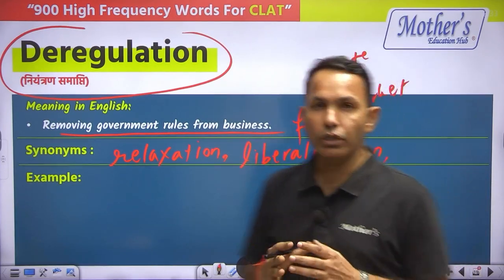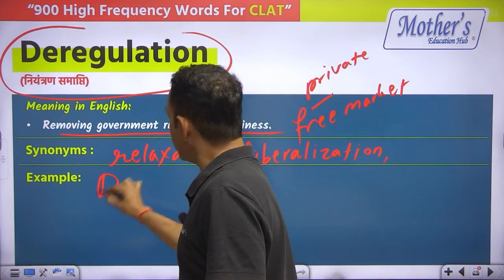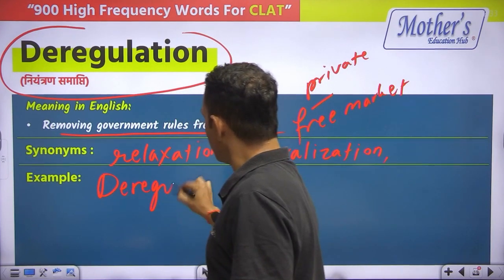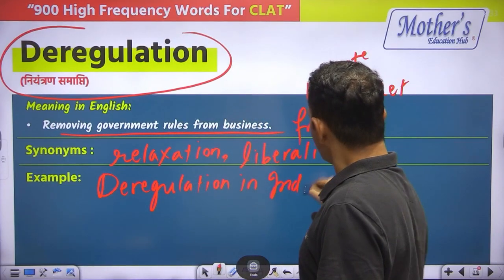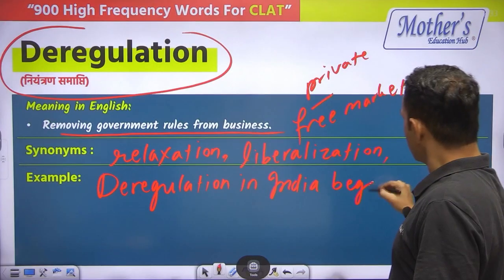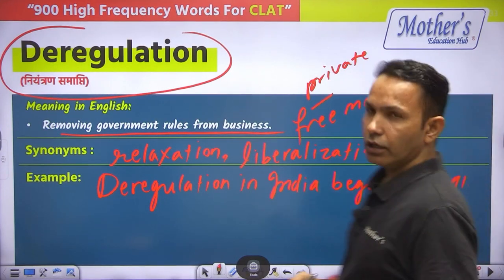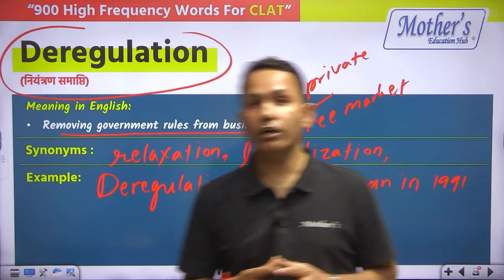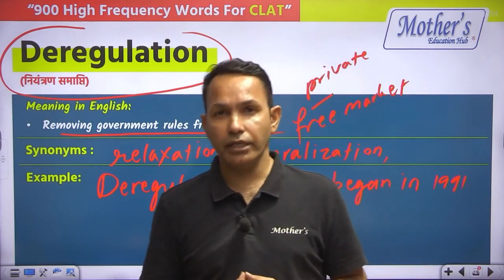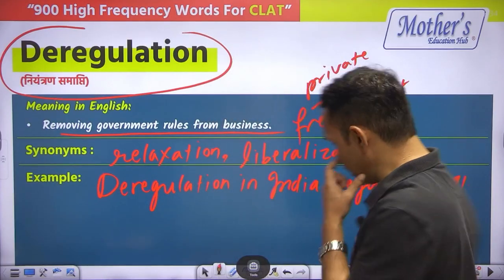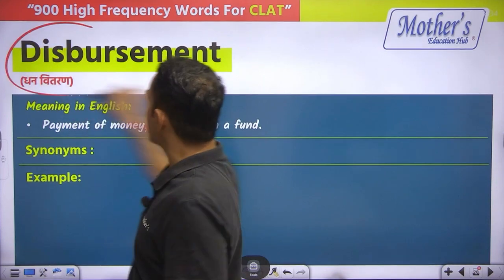Let's use this deregulation in a sentence. You know, deregulation in India began in 1991, when P.V. Narasimha Rao was Indian Prime Minister. At that time in 1991, deregulation began in India. Let's move on to the next word. Our next word is disbursement.